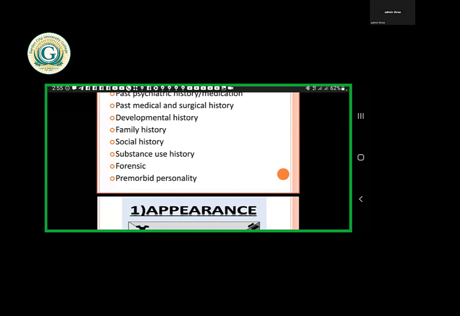The explanation of premorbid personality again? Okay, the word is pre, that is before the disease. That is all it means. So before the disease, how was the person? Do you understand now? Yes, please. Thank you.